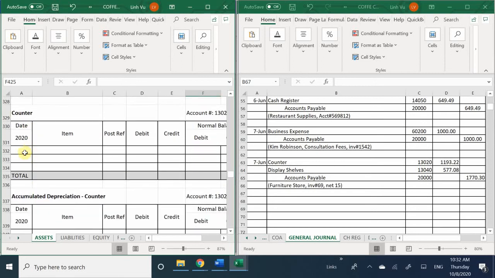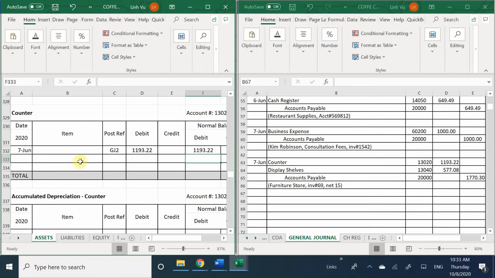So here's my counter, right? I made the purchase of a counter. I don't need to place any notes in there because it's straightforward. I acquired a counter. General journal number 2. All right, and I debited for the 1193.22, bringing me a debit balance of 1193.22. Okay.